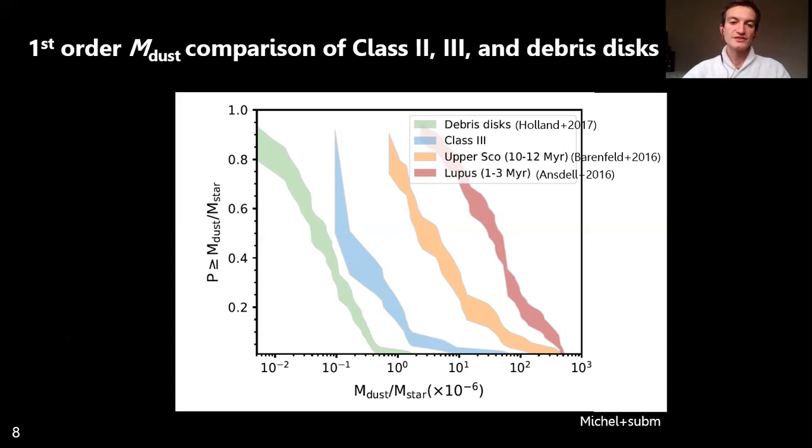We plot our first order millimeter dust mass comparison of class 2, 3, and debris disks on this cumulative distribution fraction plot as a function of millimeter dust mass divided by the star mass. Here we plot in green the debris disks, the sample from Holland et al. 2017, our class 3 sample that we've collected, then the Upper Sco class 2 disks from Barenfeld et al. 2016, and then Lupus class 2 disks from Ansdell et al. 2016. We can see on a first order result that as we go from class 2 to class 3s to debris disks, and as the star-forming region ages, the disk dust masses decrease.